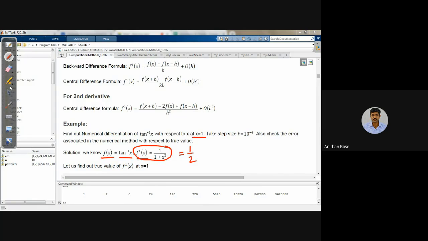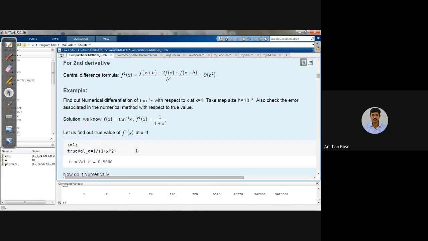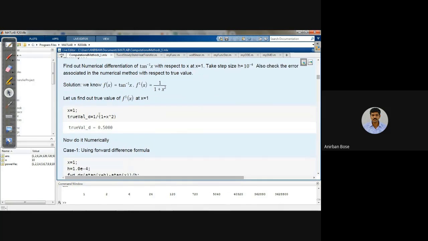Now let us try to do the same problem numerically. So how to do that? For that, let us consider a very small value of h. We have taken h is equal to 10 to the power minus 4 as the step size, and see what error is coming, or what numerical value is coming. We know the true value is 0.5. So this is the technique by which they have done, and you get the value 0.5.